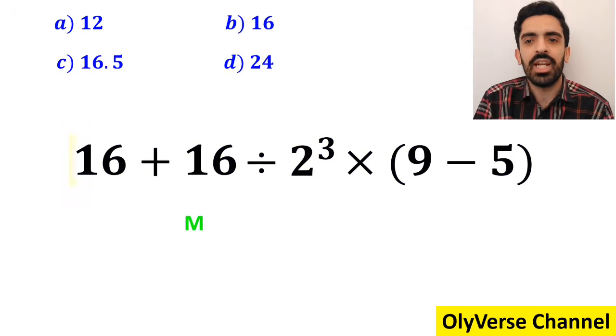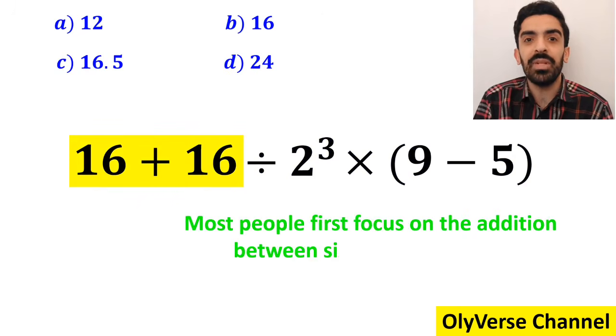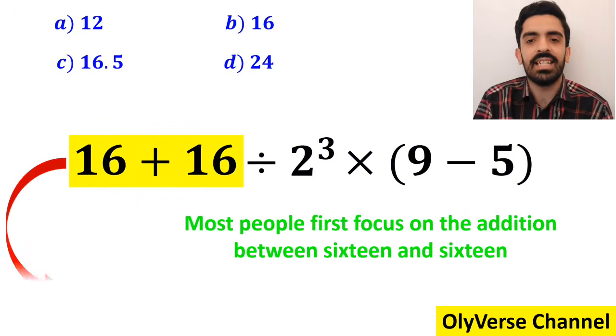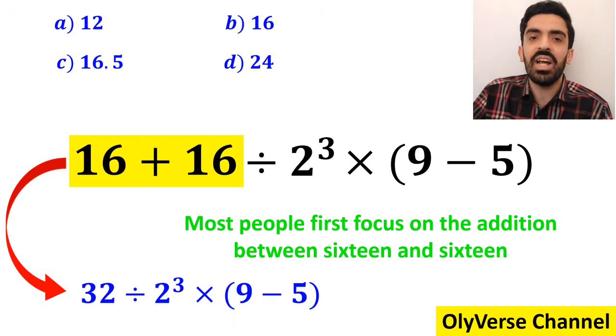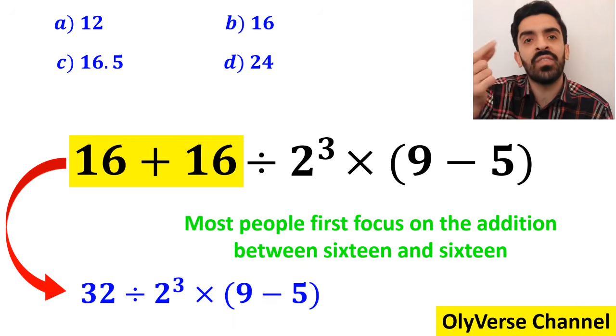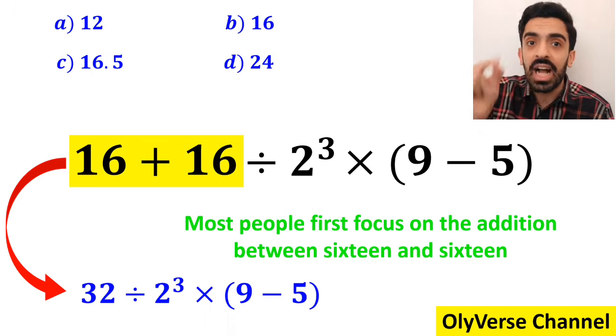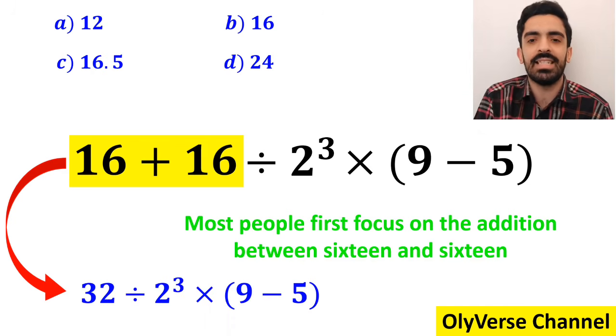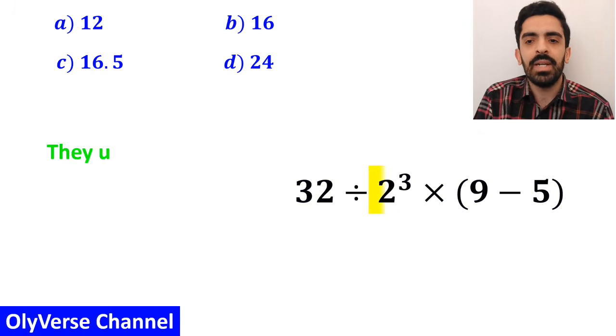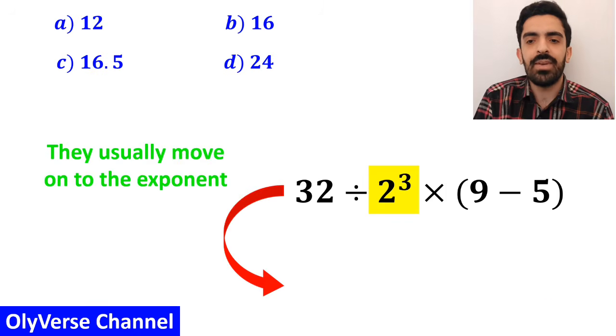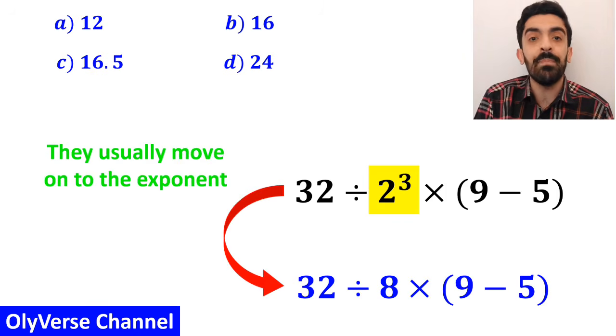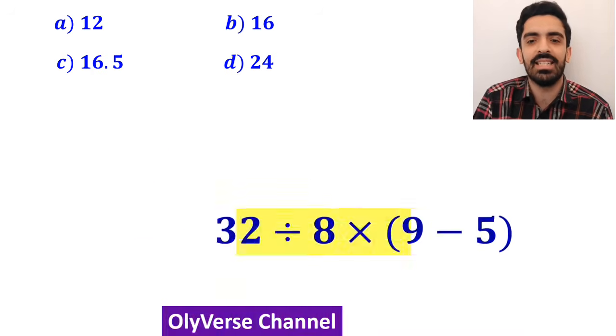To solve this question, many people first focus on the addition between 16 and 16. And they rewrite the whole expression as 32 ÷ 2^3 × (9 − 5) inside the parentheses. And the next step, they usually move on to the exponent and rewrite this expression as 32 ÷ 8 × (9 − 5).